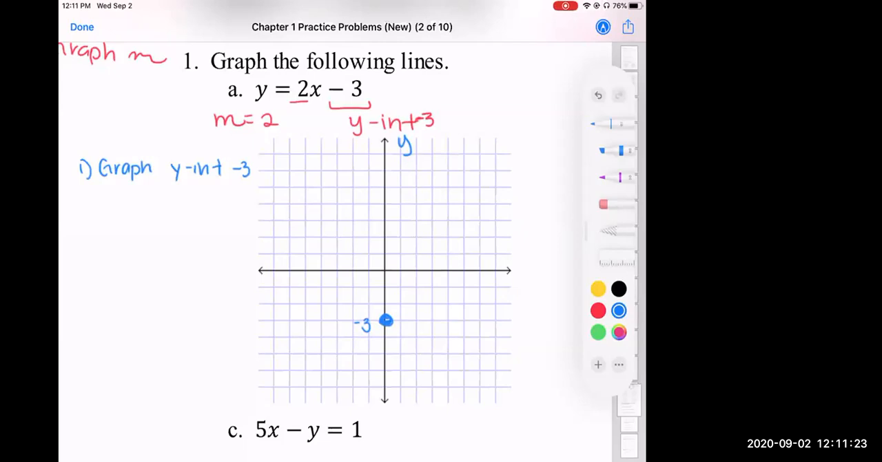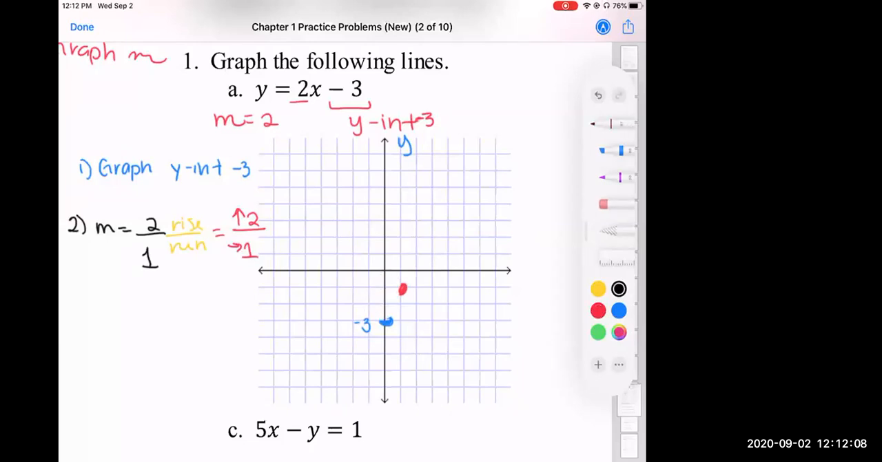Next, I want to use my slope in combination with that slope definition of rise over run to find more points. All right, second, we have a slope of 2. Let's write it as a fraction, 2 over 1, that way I can use my rise over my run. Since it's a positive 2, I'm going to go up 2, and since it's a positive 1, I'm going to go to the right 1. So I go up 2, 1, 2, and then to the right 1. So that's my new point. Let me erase those little notes that I made.